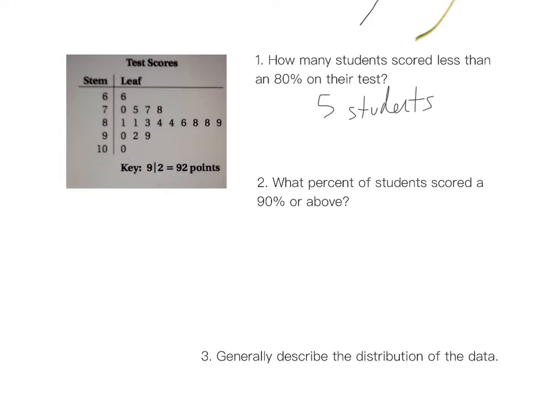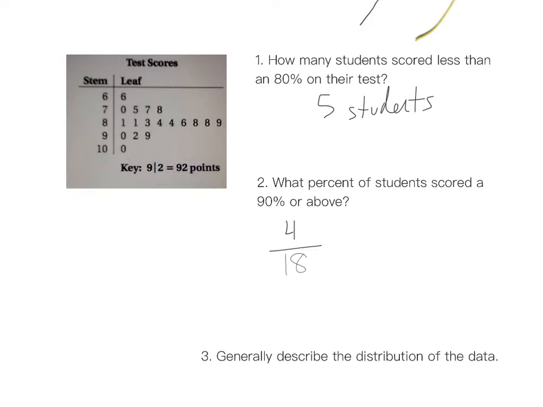What percent of students scored a 90% or above? We've done percents before, right? Well, how many scored a 90% or above out of how many people total took it? We have 1, 2, 3, 4 people who scored a 90 or above out of how many total people? Well, 1, 2, 3, 4, 5, 6, 7, 8, 9, 10, 11, 12, 13, 14, 15, 16, 17, 18. So 4 out of 18.